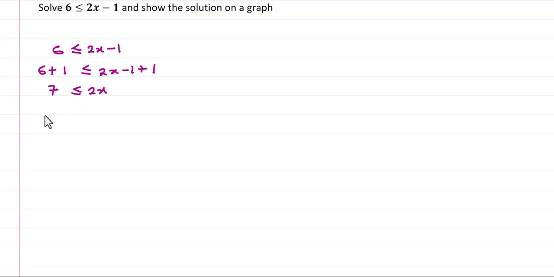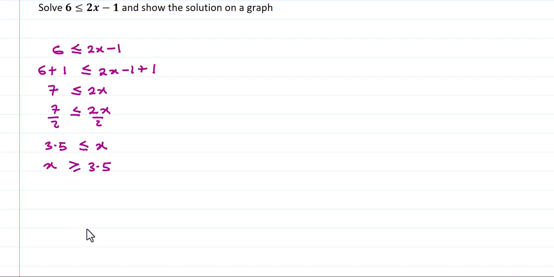So what's the next step? The next step is to divide both sides by 2. So we have 7 over 2 is less than or equal to 2x over 2. Here, 7 divided by 2 gives you what? 3.5, right? And then it's less than or equal to, the 2's cancel out and we'll have x, which simply means that x is greater than or equal to 3.5. Because if 3.5 is less than or equal to x, it simply means that x is actually greater than or equal to it.